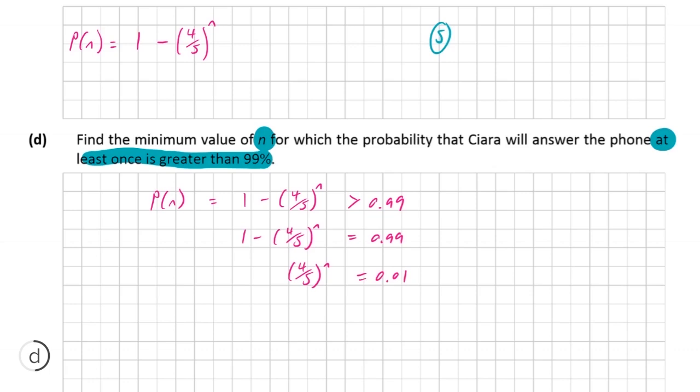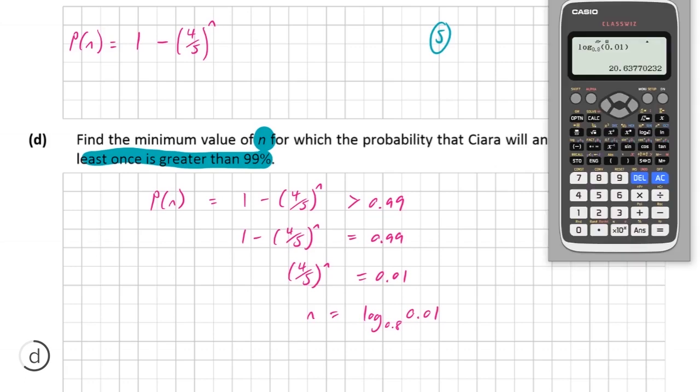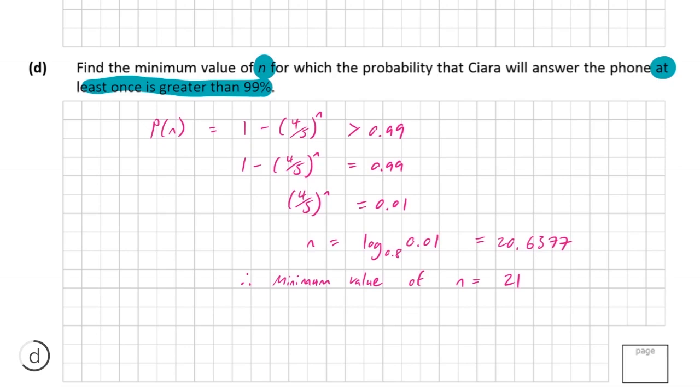And now it's just a standard log problem. So we have n is equal to log 0.01 to the base 0.8. It's clear to see now that n is basically how many times you've got to multiply 0.8 by itself to reach 0.01. And our answer is going to be 20.6377. So therefore the minimum value of n is going to be 21. The reason we round up is because Kira answers the phone just once a day. So the first time the probability that she's going to answer at least once is greater than 99% occurs on the 21st day, because the 20th day has already passed. So that's part D, and that's going to be worth 5 marks.